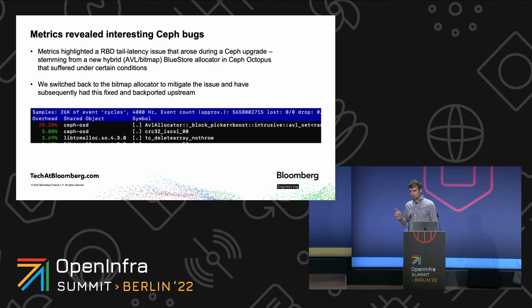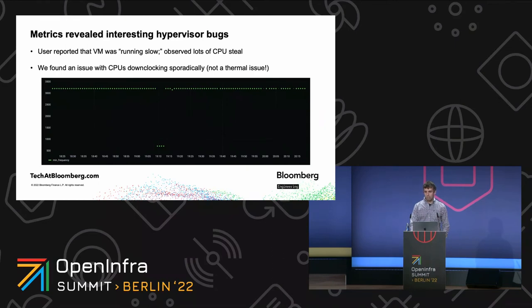So we were able to determine that it was a new algorithm that was used in Octopus that was not in Mimic, and we could back out to the one used in Mimic. We didn't have to downgrade Ceph, we just bounced the OSDs. And since then, we've worked with Canonical to fix the underlying issue with them, and the fixes have been backported to Octopus. So if you're using Octopus or using Ceph, you may have benefited from this yourself.